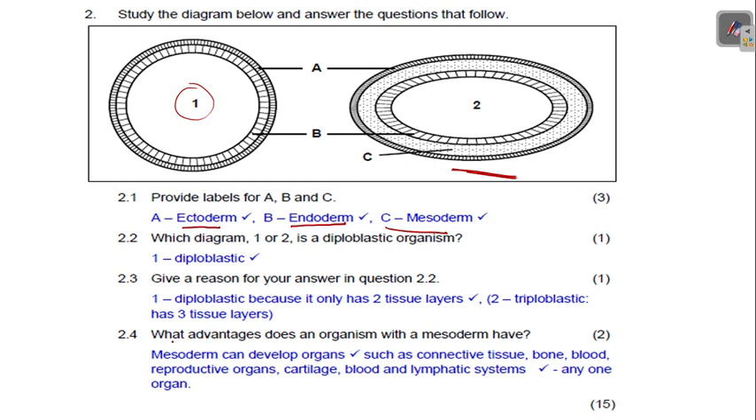2.4, what advantages does an organism with a mesoderm have? Mesoderm can develop organs, right, such as connective tissue, bone, reproductive organs, cartilage, blood, lymphatic system. That's basically the advantage of having the mesoderm. Right, let's end this lesson and then we'll continue in the next lesson with the third, which are gut openings, and then the pseudocoelom.